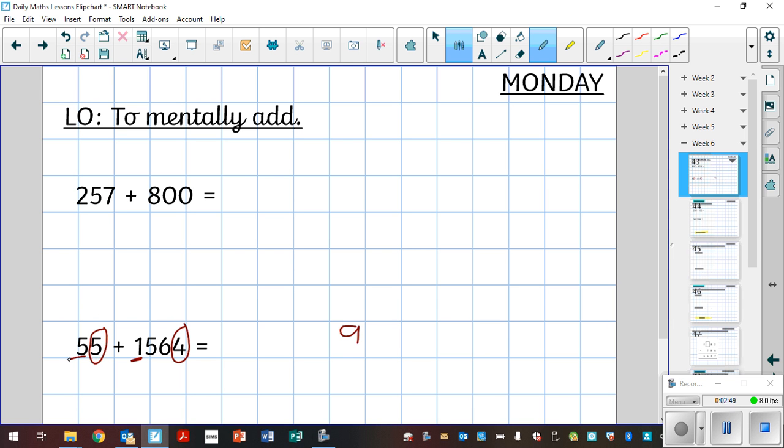Now, if we look at our tens column, 6 and 5, we know if we add those together, we get 11. So in our tens column, we would have 1 ten, but then we would be exchanging 10. So effectively, we're adding on another 1 to the hundreds column. I can see that in 55, there is no hundreds to add on. So I would be adding the 5 and the 1 together for 6. And we've already said that 1,000 will just be the same. So our answer would be 1,619.